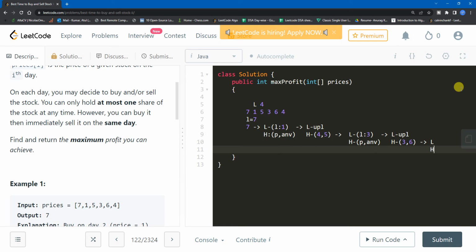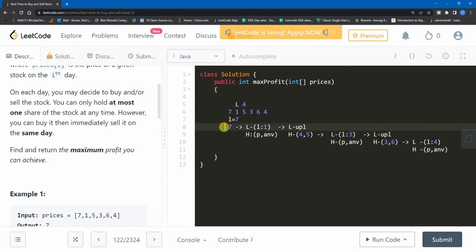Here we have 4, which is lesser than 6, so we will just update the lower value to 4. For the other case we have a condition that we update profit, but we will not go into that scenario here.